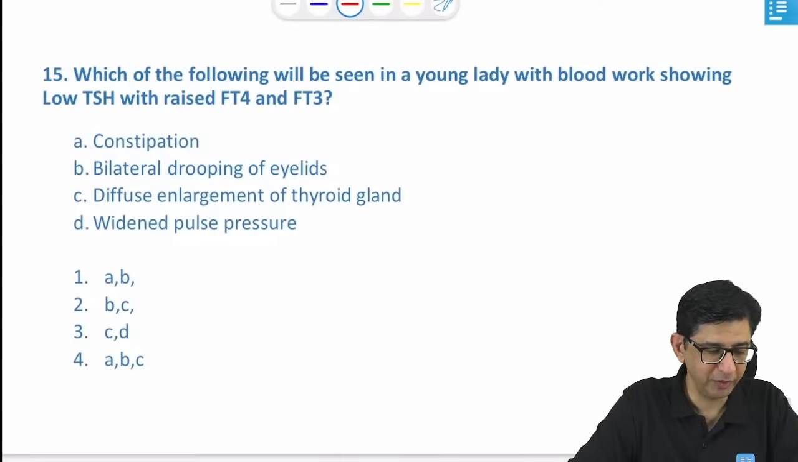No. Absolutely not. But that's why we are calling it a pseudo dementia, no? Because this would not be having any structural changes in the brain.